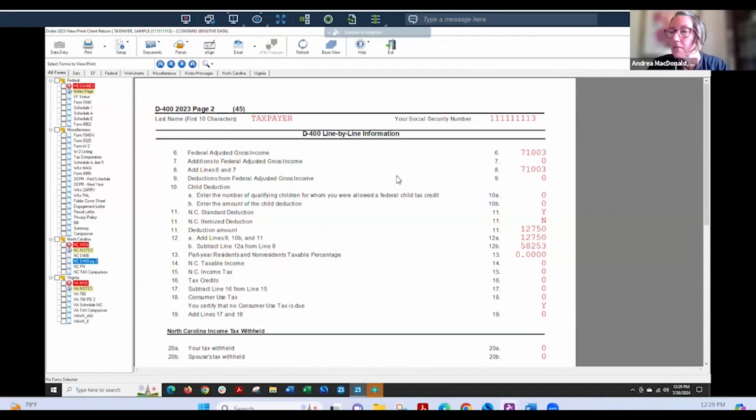So here's that second page of that North Carolina return. We have our federal adjusted gross income. We have our standard deduction, our deduction amount.